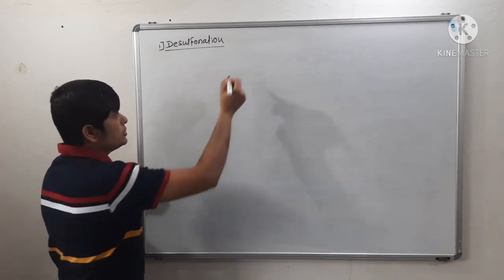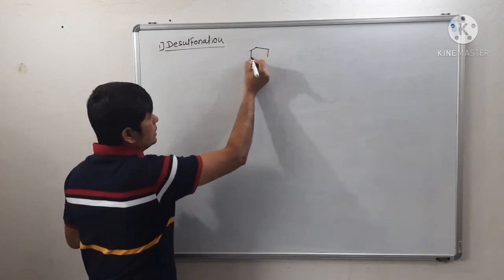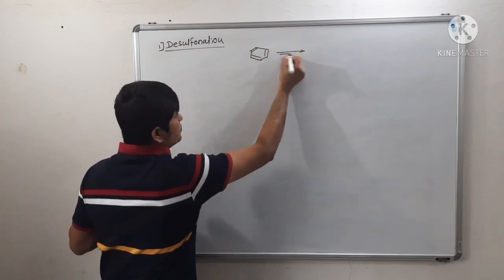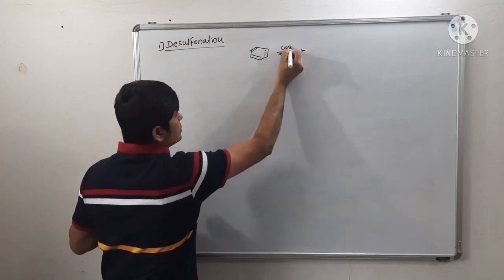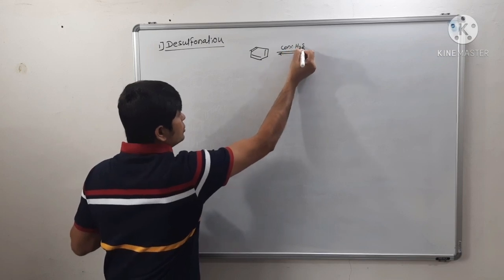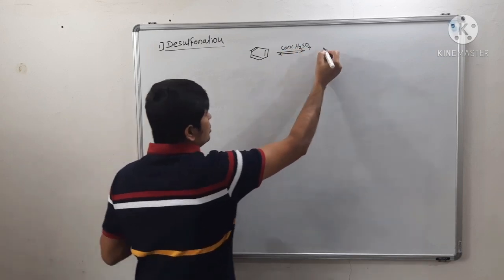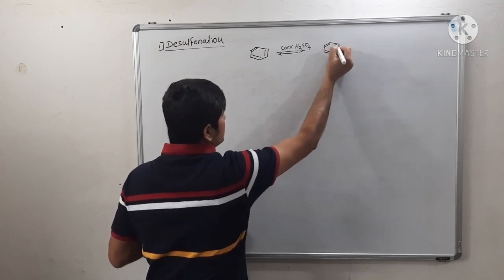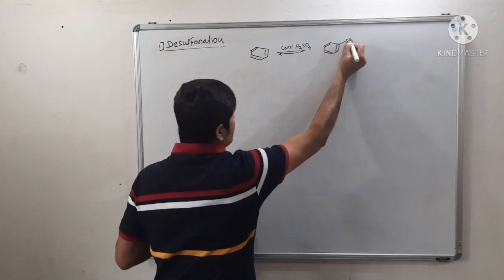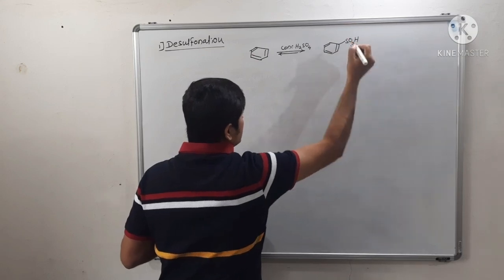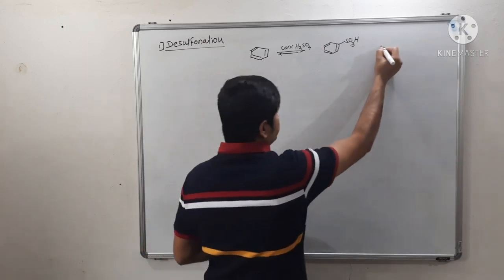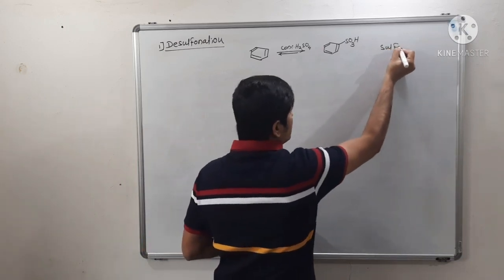So in sulphonation we have seen introduction of a sulfonic acid group. The reaction is with concentrated H2SO4. Reaction of benzene with concentrated H2SO4 gives benzene sulfonic acid. This is sulphonation.